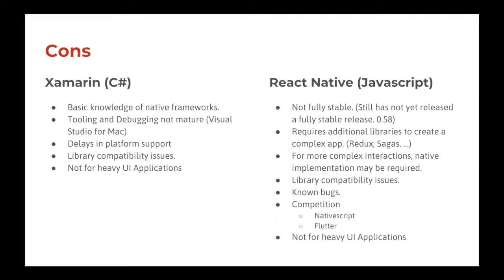React Native is not fully stable. There is still a 0.5 release. There's quite the bug list. I mean, they both have one, but React Native is still technically in beta. To get a fully functioning React Native app, you typically have to add some extra libraries like Redux for state management and Sagas for handling asynchronous calls. And what usually happens is, when you get pretty far into complex interactions with an app, you end up having to write a lot of native code anyway to link into your JavaScript library. There are also some library compatibility issues depending on what version of JavaScript you're using, and jQuery and so forth.